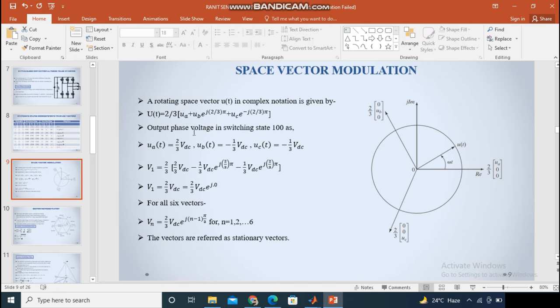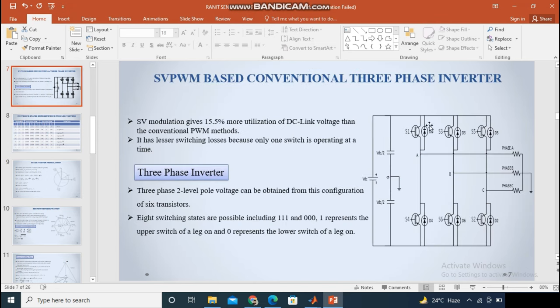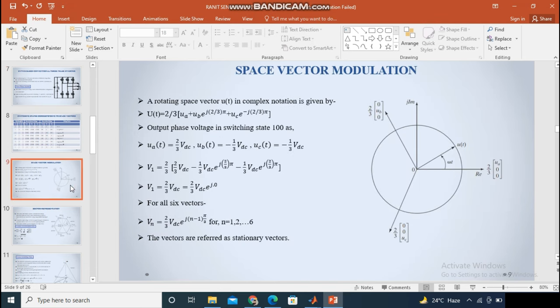So the output phase voltage in switching state 100. 100 means for phase A switch S1 is on, and for phase B and phase C the lower switches are on, like S6 and S2. So that means your VA or UA is 2/3 of VDC. Your UB or VB is minus 1/3 VDC because the lower switches are on, and VC or UC is equal to minus 1/3 of VDC.